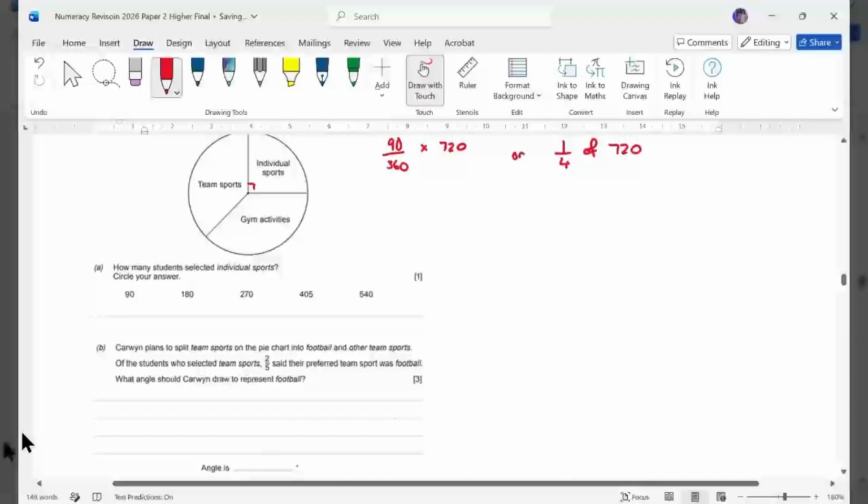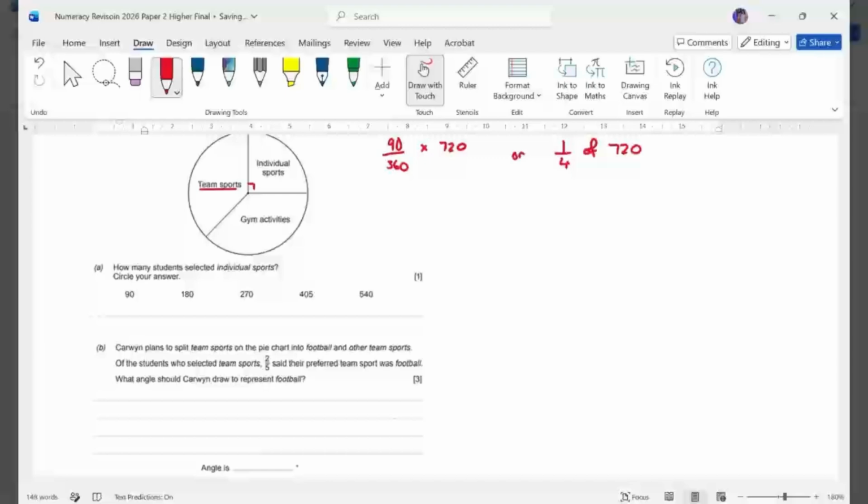This one says Carwyn plans to split team sports. He wants to split this little section here into football and then other. Of all these people who selected team sports, 2/5 said that their preferred team sport was football. What angle should Carwyn use to represent football? Well, we're going to need to measure that angle. Again, you're going to have to be pretty reasonable with measuring that angle, okay? And we just want 2/5 of that angle. Again, chaps, I would say I'll divide by the bottom times, but you've got a calculator, so you can just put 2/5 times, right? So there's no need there.